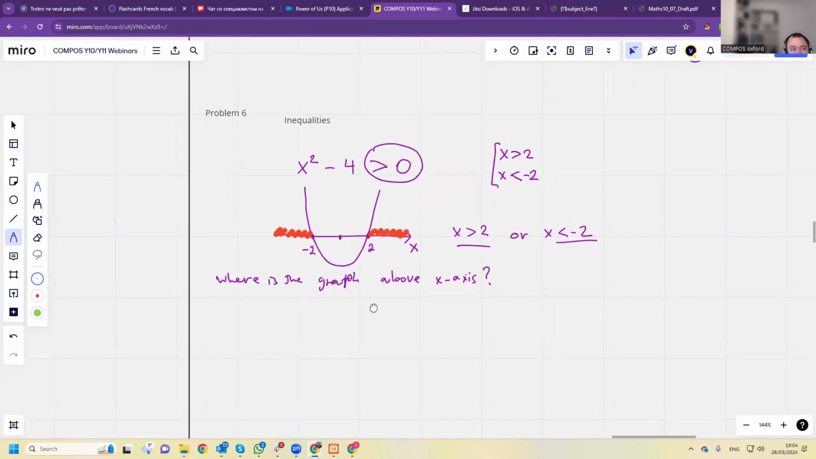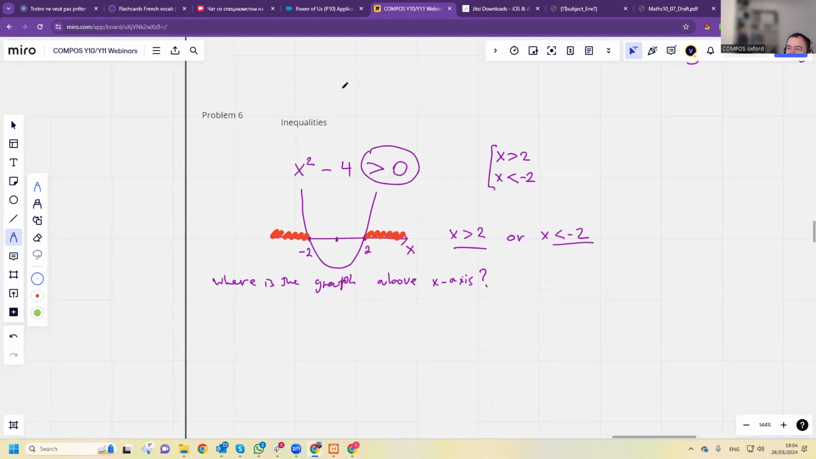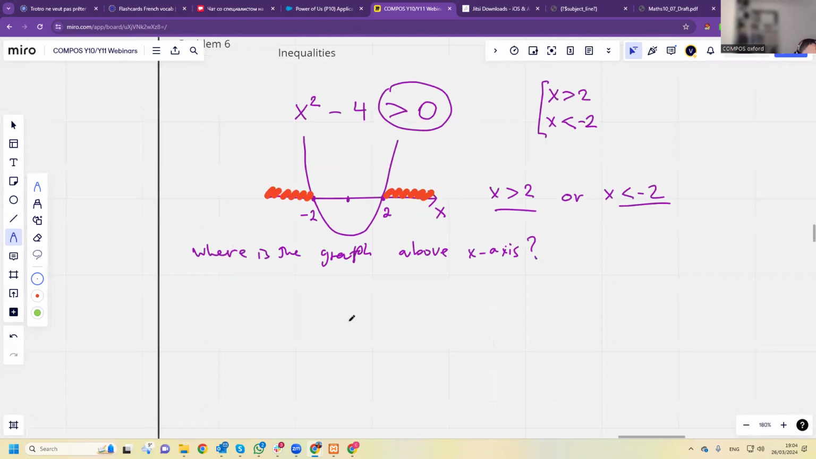Hello? Why is above the x-axis positive? Oh, because we say y is equal to x squared minus 4. And when we say x squared minus 4 is greater than 0, it is the same as saying that y is greater than 0. And that means above the x-axis, because the x-axis is y equals 0.